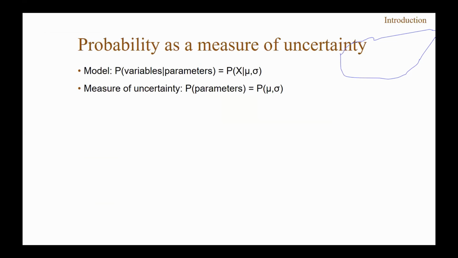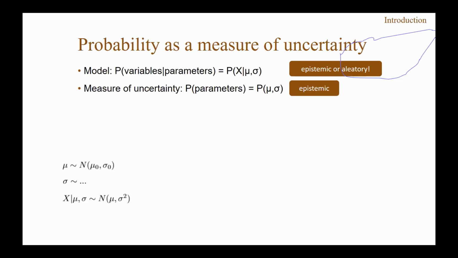So we have this view that we have a model, we have a probability distribution for the variables taking different values conditional on the parameters, and then we have our measure of uncertainty, which are the probabilities, a probability distribution for the parameters, right? And I would say that the probability distribution for the parameters is a quantification of epistemic uncertainty, whereas the probability distribution for variables given parameters could be epistemic or aleatory.